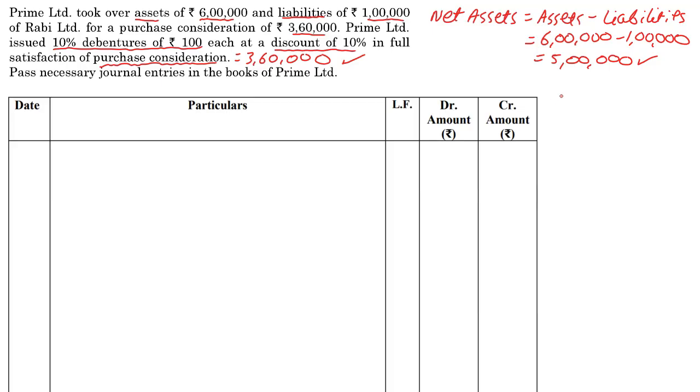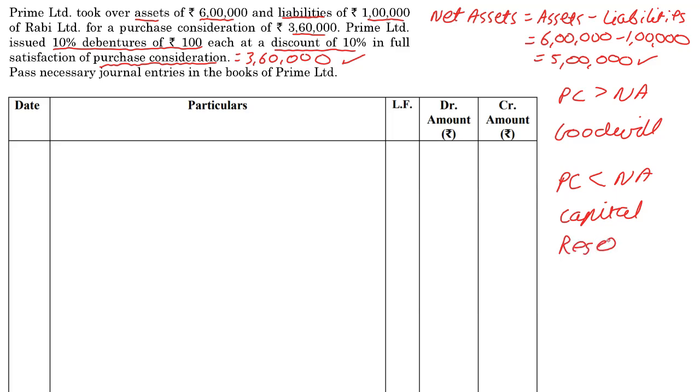And the reason being, if the purchase consideration is more than the net assets, then we say it is a situation of goodwill. But if the purchase consideration is less than the net assets, means you're buying it at a discount, and you will then credit the capital reserve account, credit all incomes and gains. All right, now keeping that in mind, we can start with the sum.